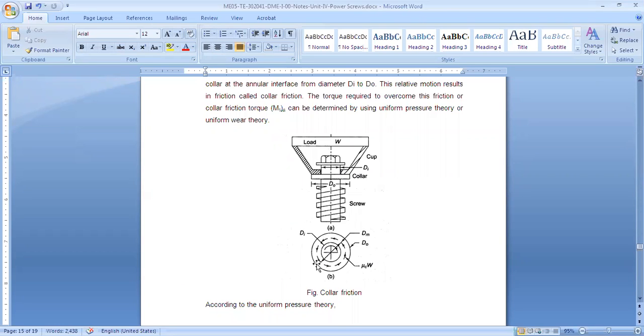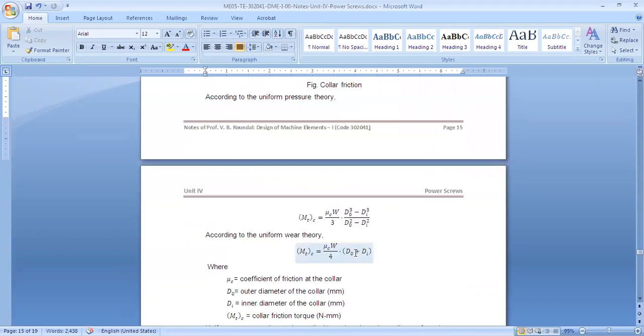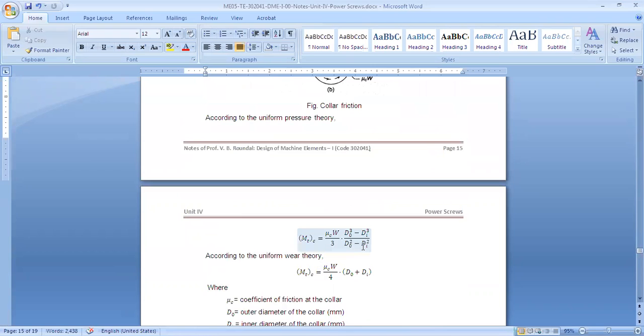Now, what is this area? Pi by 4 into (DO square minus DI square). Very simple. This is the area of friction, right? Between this area the friction will happen, and we have to overcome this friction to raise or lower, or to overcome the collar friction. Okay. So now how to calculate it? There are two concepts. One is called the uniform pressure theory. Actually, we have seen that in strength of materials.